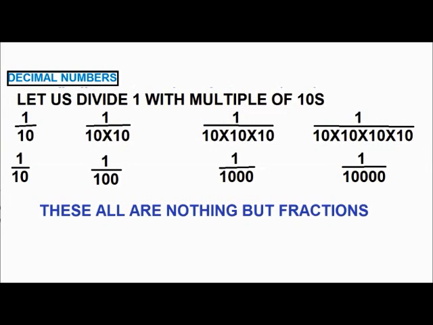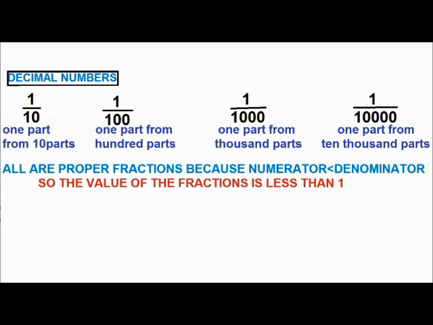Let us divide 1 by multiples of 10. 1 by 10, 1 by 10 into 10, 1 by 10 into 10 into 10, 1 by 10 into 10 into 10 into 10. That is 1 by 10, 1 by 100, 1 by 1000, 1 by 10,000. These are all nothing but fractions. 1 by 10 means 1 part from 10 parts, 1 by 100 means 1 part from 100 parts, 1 by 1000 means 1 part from 1000 parts, 1 by 10,000 means 1 part from 10,000 parts. All are proper fractions because the numerator is less than the denominator. So the value of the fraction is less than 1.